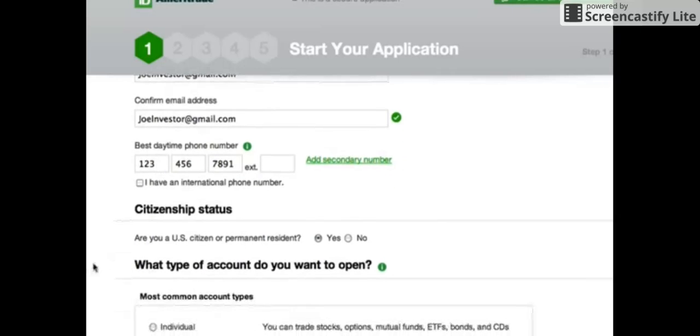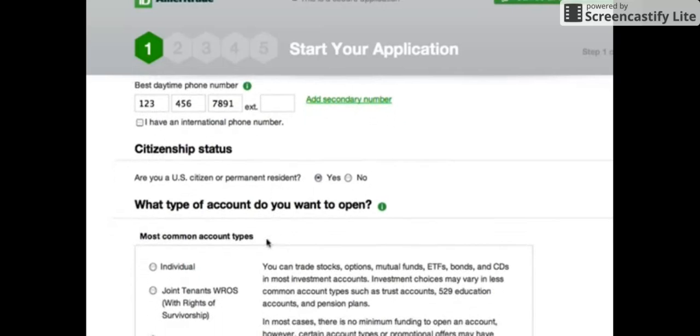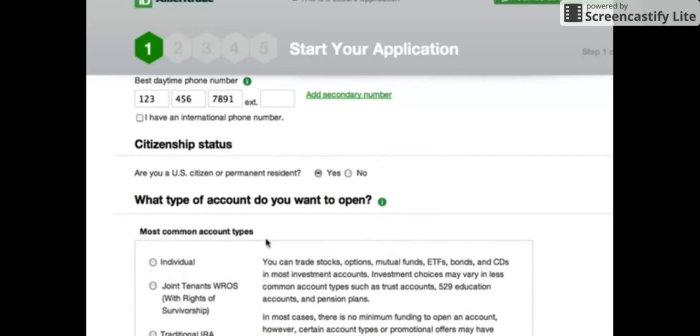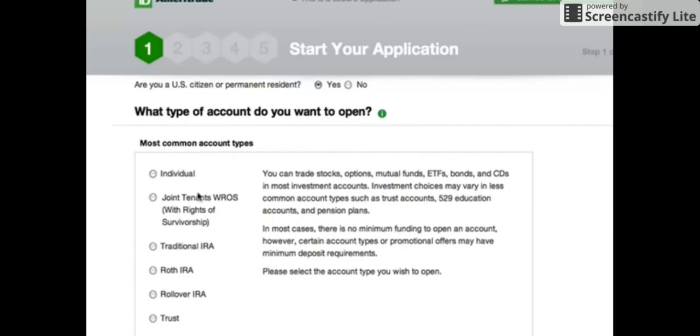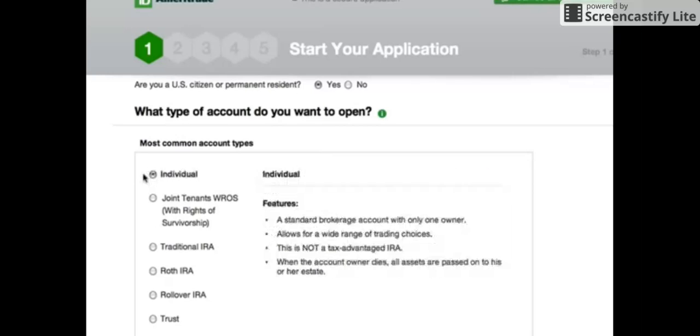And here it asks whether you are a citizen or permanent resident, and I am. I'm a citizen of the United States. Here it asks what type of account you want to open, and it gives you all sorts of choices. The account that I opened was an individual account, and that also means a joint account. So you can open one with your wife or any other person.